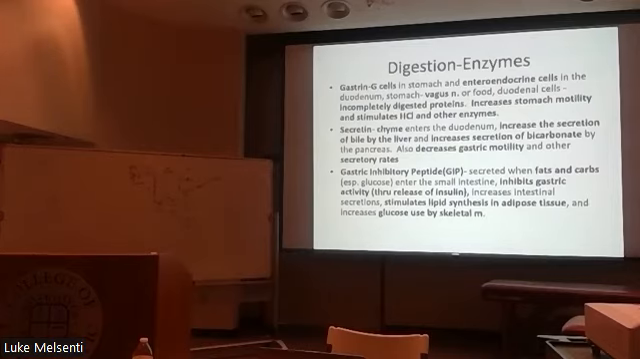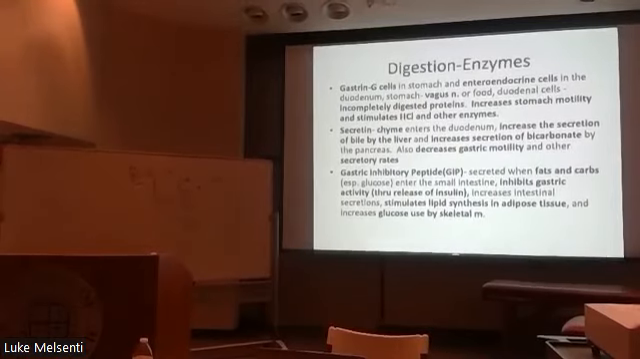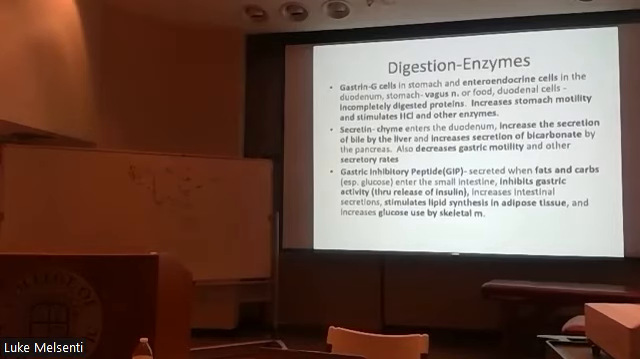It also decreases gastric motility and other secretory rates. Gastric inhibitory peptide is what it sounds like. When you have fats and carbs, especially glucose, enter the small intestine, it inhibits gastric activity, increases intestinal secretion, stimulates lipid synthesis in adipose, and increases glucose use by skeletal muscle.